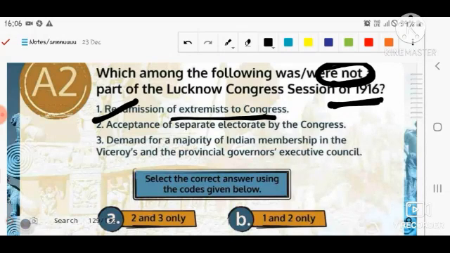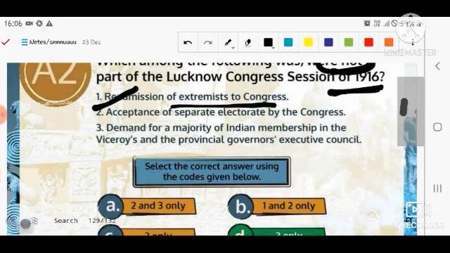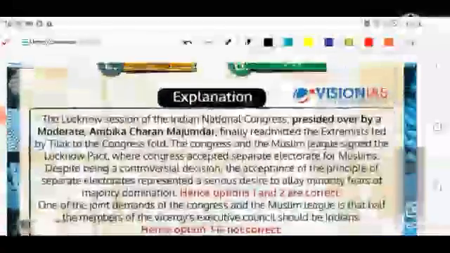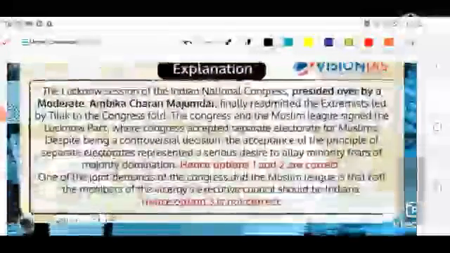I think we could not categorize it as wrong, but at this session they recognized the Muslim League there. Number third, demand for majority of Indian membership, that is not the case here. I think that is the case of 1909. Let's see the correct option. The correct option is 3. What is the explanation of Vision?